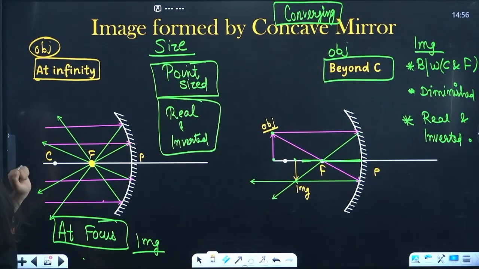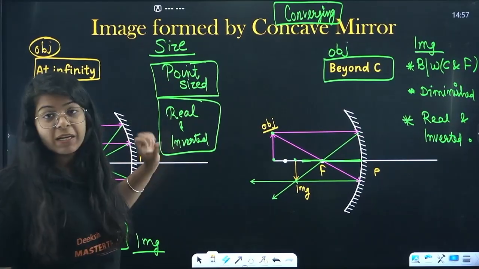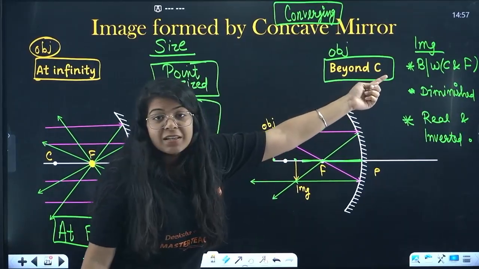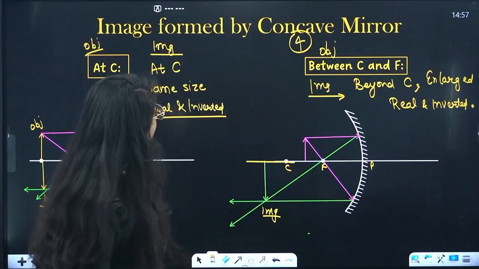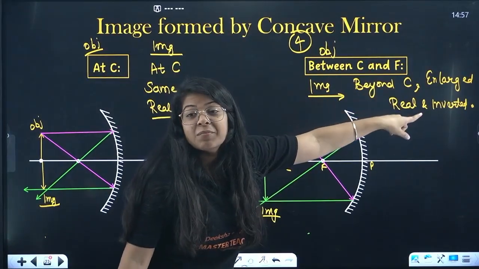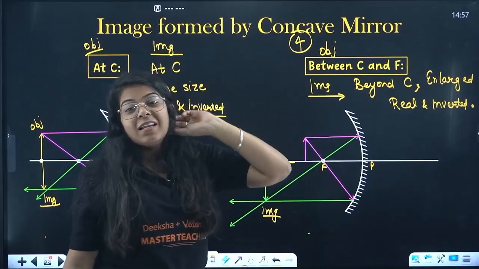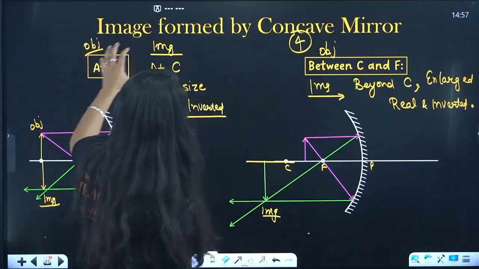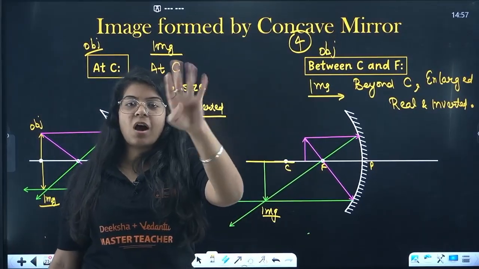What happened? Our object was at infinity, and the image was being made at focus. The object was beyond C, the image was between C and F. And here in the next case it's just reverse. When the object is between C and F, the image is beyond C. Can you see that the relation has just reversed? And when the object was at C, the image is again at C. Done. Four cases are already done.